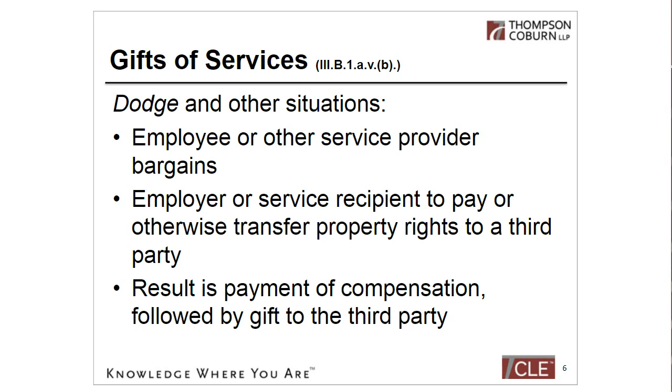So I'm going through 3 different levels of providing benefits here. In this first paradigm on slide 6, the employee or whoever is the service provider, they could be an independent contractor, et cetera, they bargain with the service recipient. And the employer or service recipient agrees to pay or otherwise transfer property rights to a third party. And again, that's the result, as I mentioned in the case, payment of compensation followed by a gift to the third party.